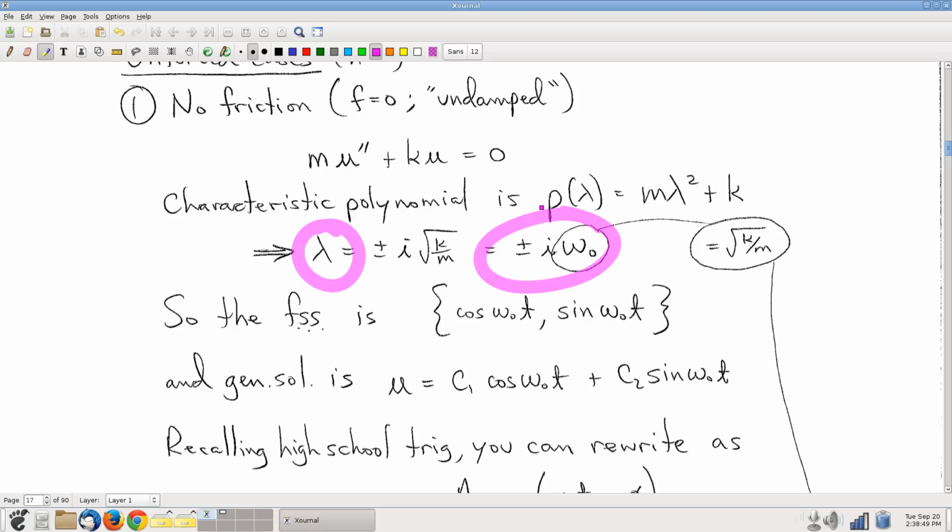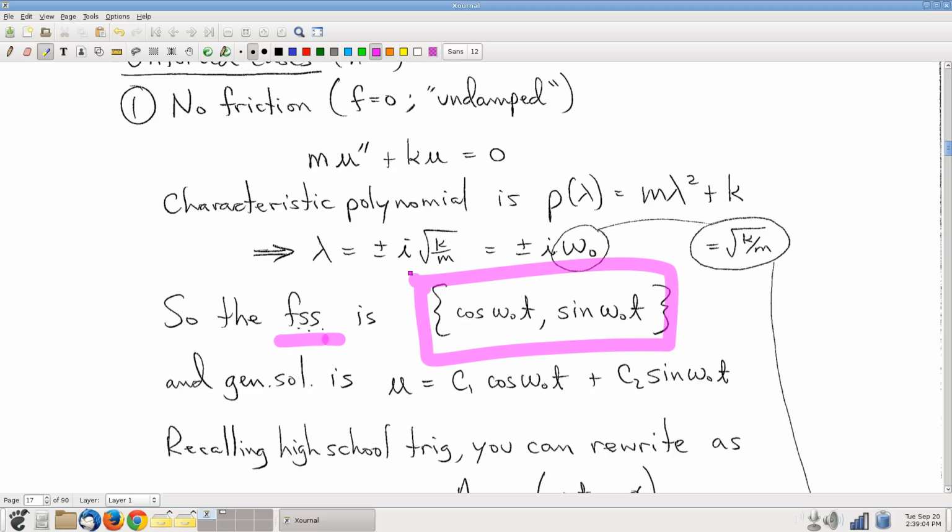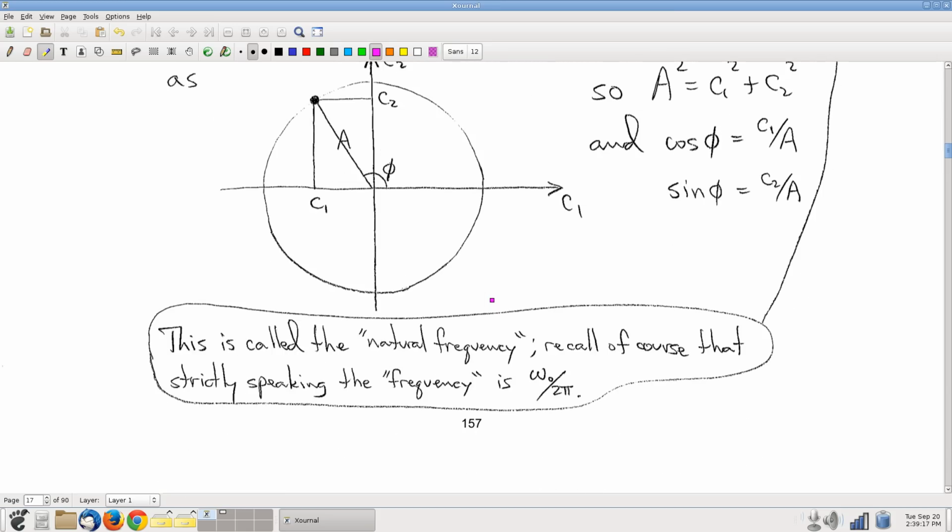Okay, so that being said, here are our roots. Our roots are plus or minus i omega naught. These are imaginary. We know how to write down solutions that correspond to imaginary, and more broadly, complex roots. And here's the fundamental set of solutions right there: cosine omega naught t, sine omega naught t. So again, think back to trig class from high school and persuade yourself that the actual frequency here isn't omega naught. Strictly speaking, the actual frequency is omega naught over 2 pi.